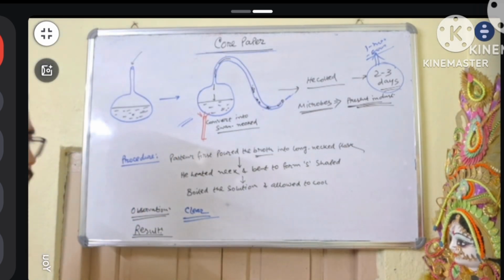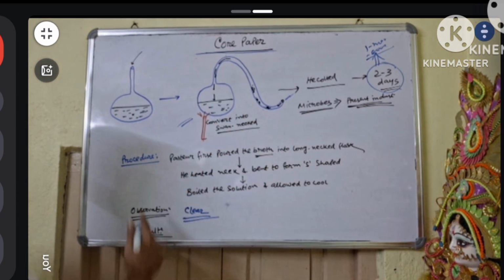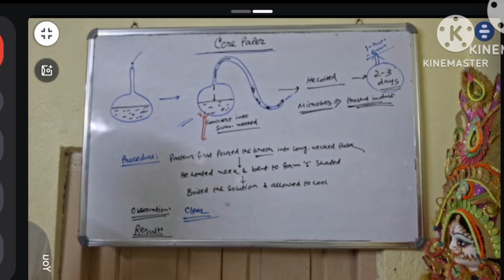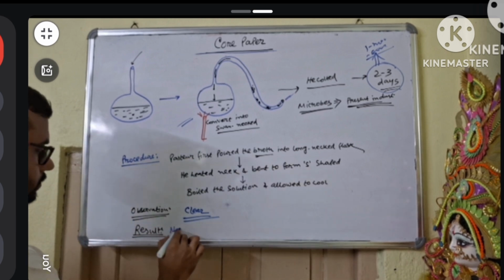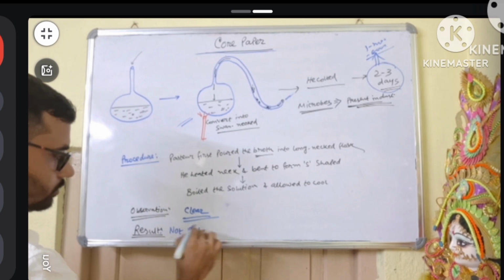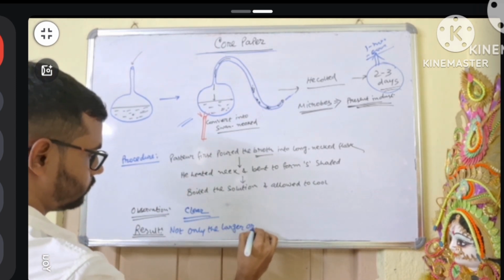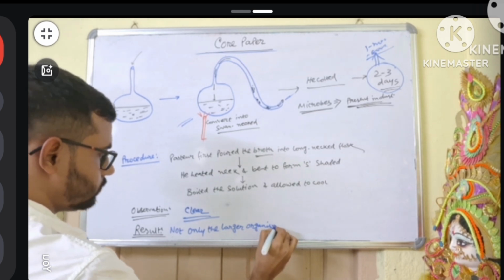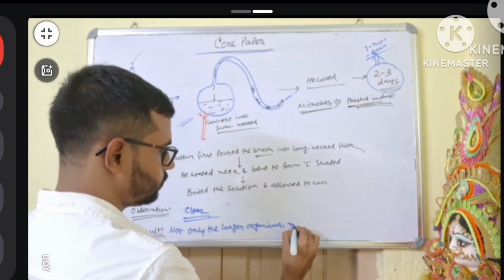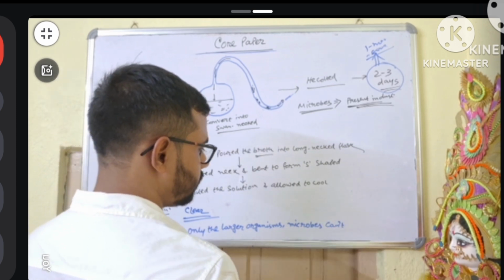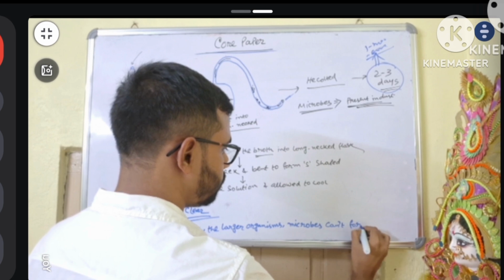So as a result of this experiment, we can easily state that not only the higher organism, not only the larger organism, but single organisms, that means microbes, also cannot form spontaneously. Microbes cannot form spontaneously.